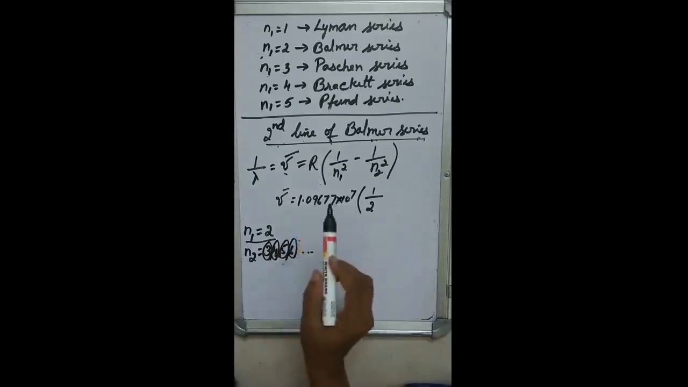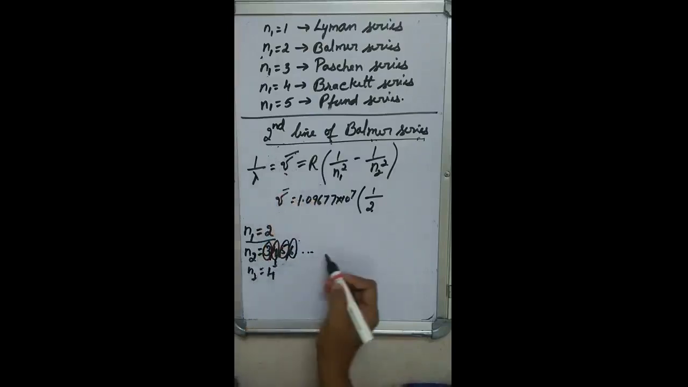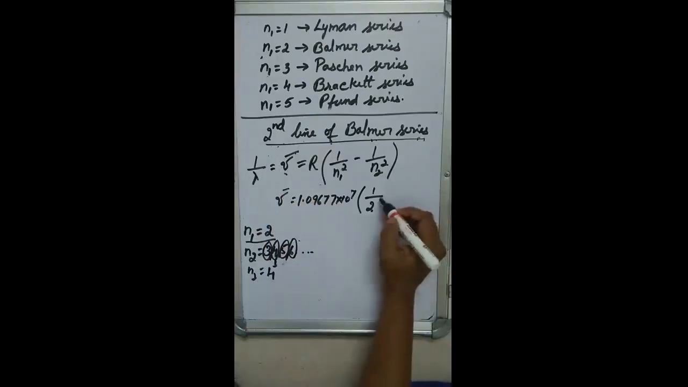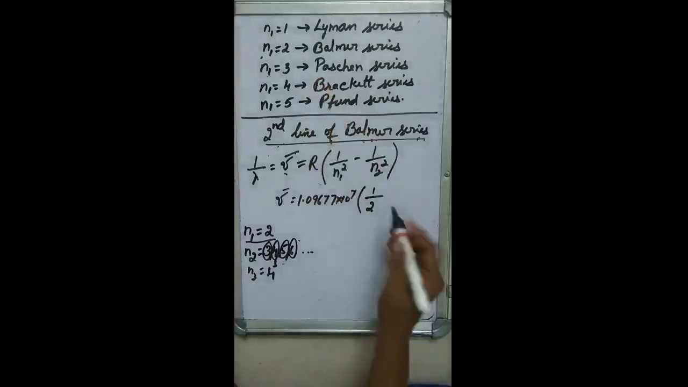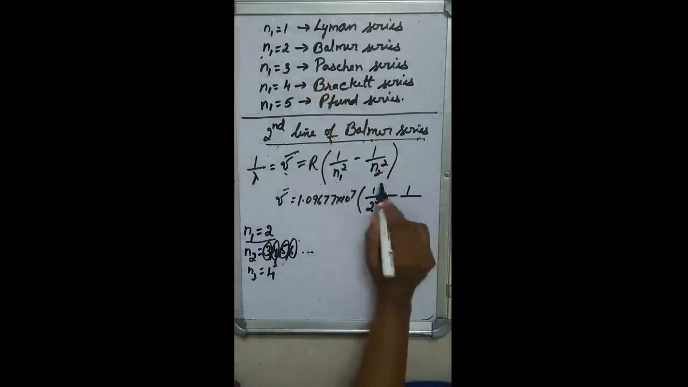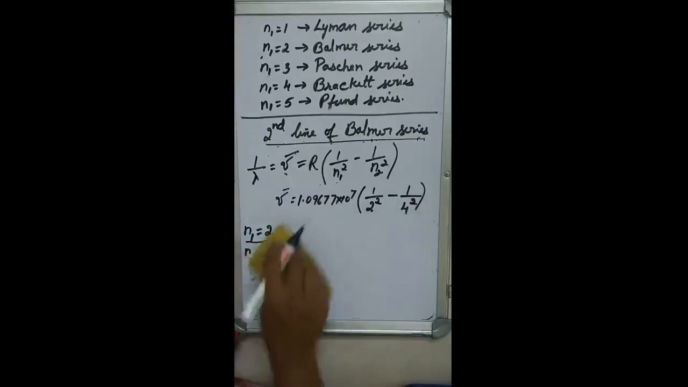So which one do I want? The second line. Second line means which number should I select? n2 becomes 4. So here I have to substitute. I hope you understood the concept, how n1 and n2 are selected. So n1 is fixed for Balmer series, that is 2. So 2 square according to the formula, minus 1 by n2 square. n2 means 4, here it is 4, so it is a square. Now this I will erase.